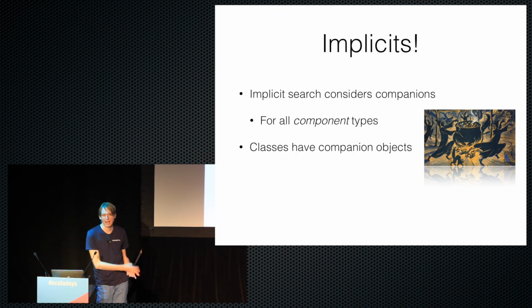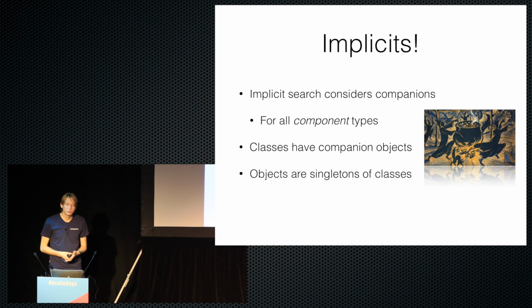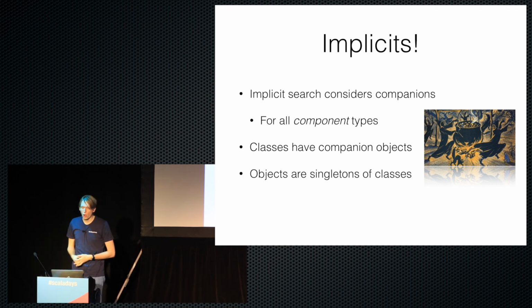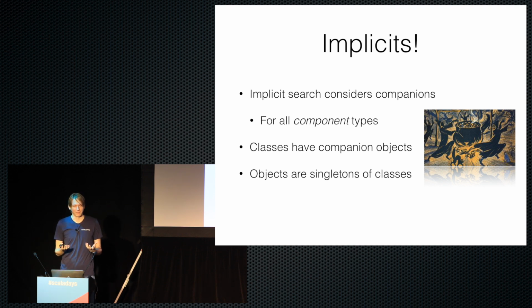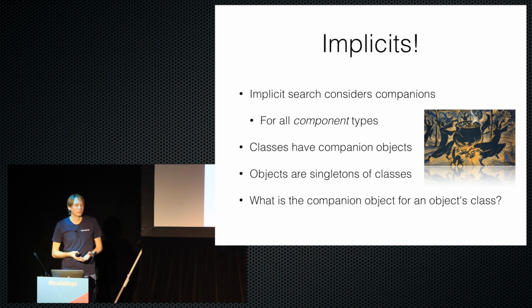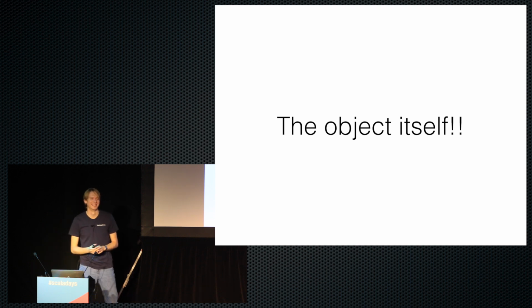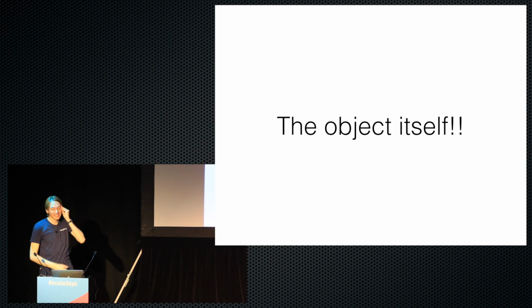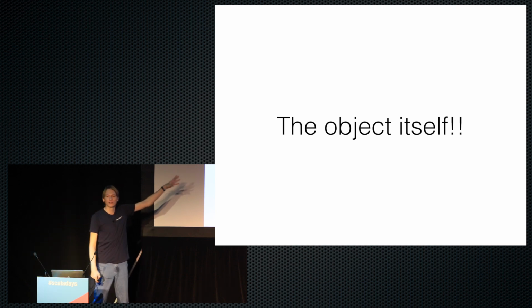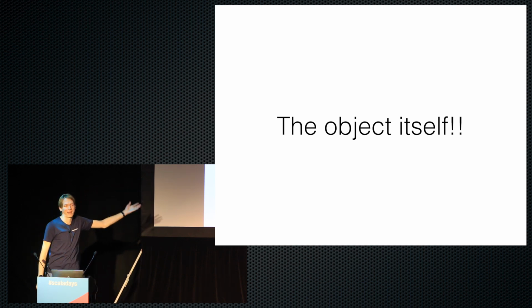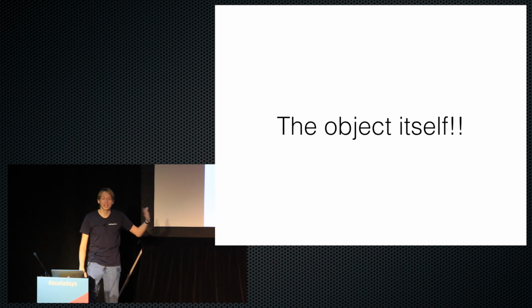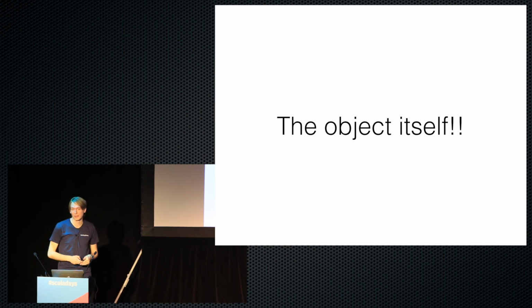Now, classes have companion objects. We all know this. Objects are singleton instances of classes. So this raises a really, really obvious question. What is the companion object for an object's class? And the answer is the object itself. Who knew? That just completely blew my mind. So in a very strange way, objects are like their own companion. Really, really weird. And it turns out that we can use this to do something extremely powerful.